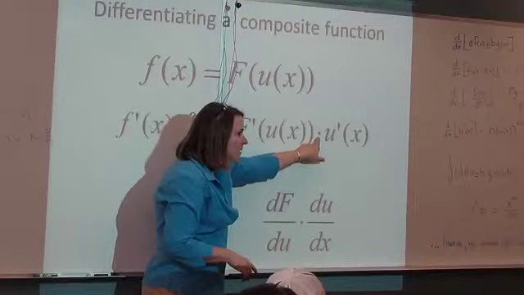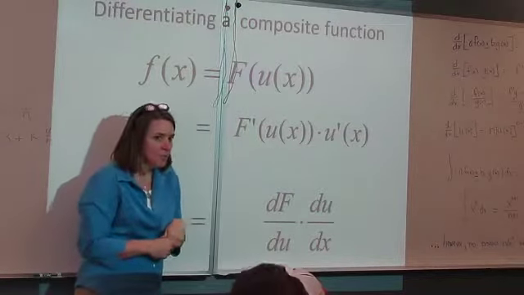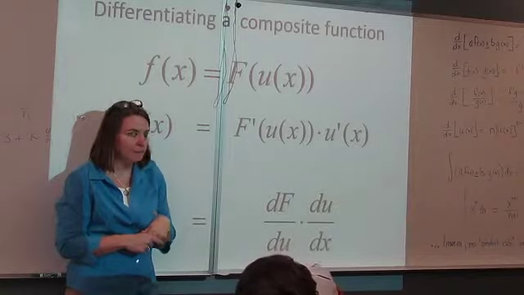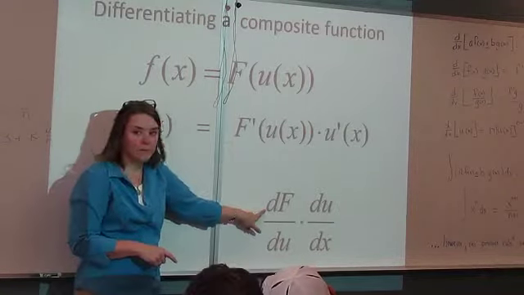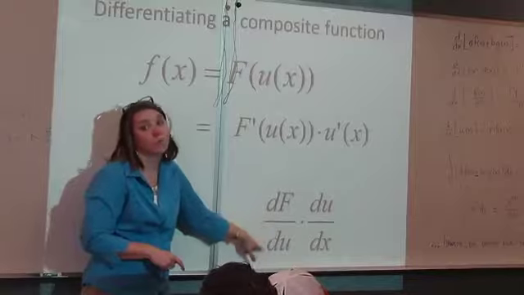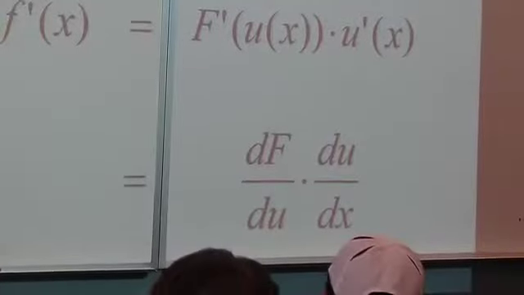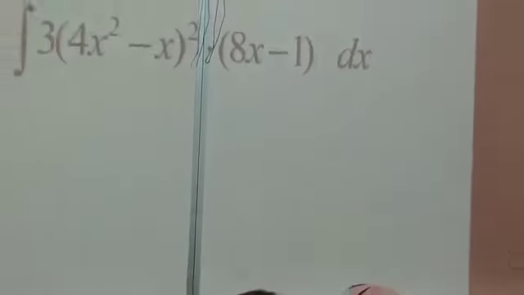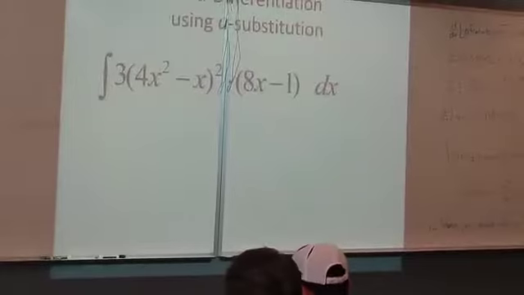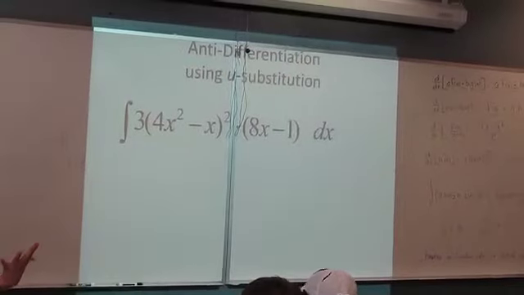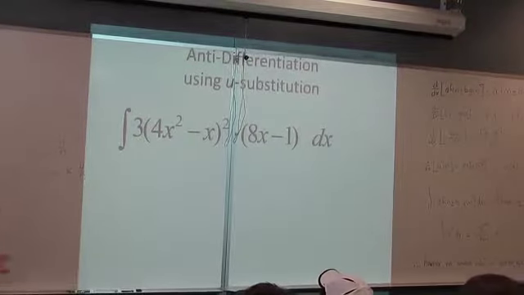And this product right here can be written in Leibniz notation. Remember how that went? The derivative of f with respect to u times the derivative of u with respect to x. So now, going backwards. I don't know if you want to take notes. You might just want to process this with me.